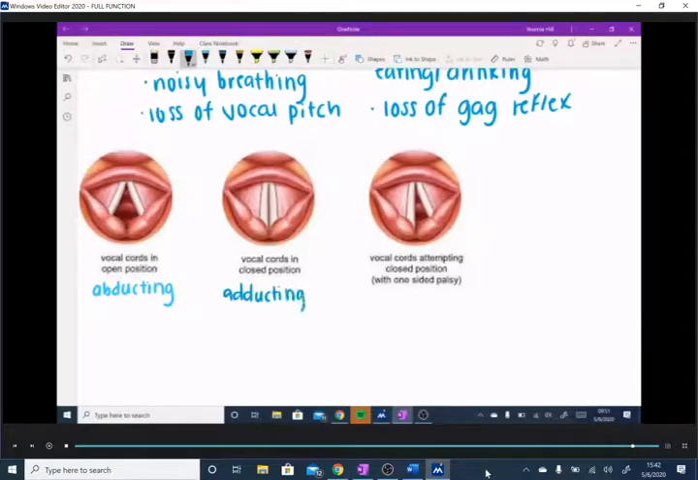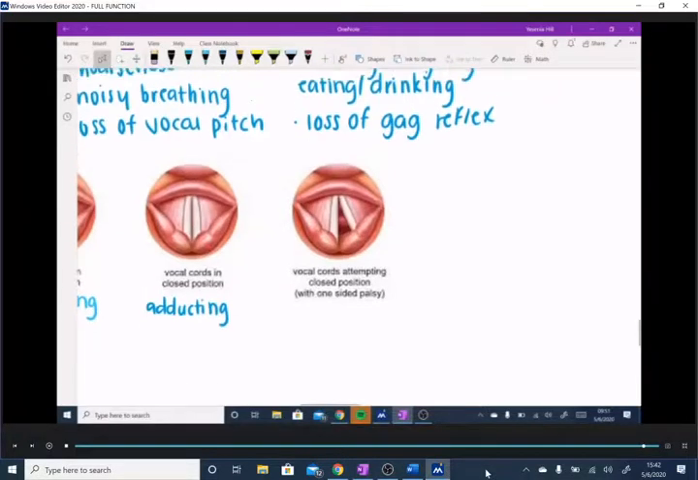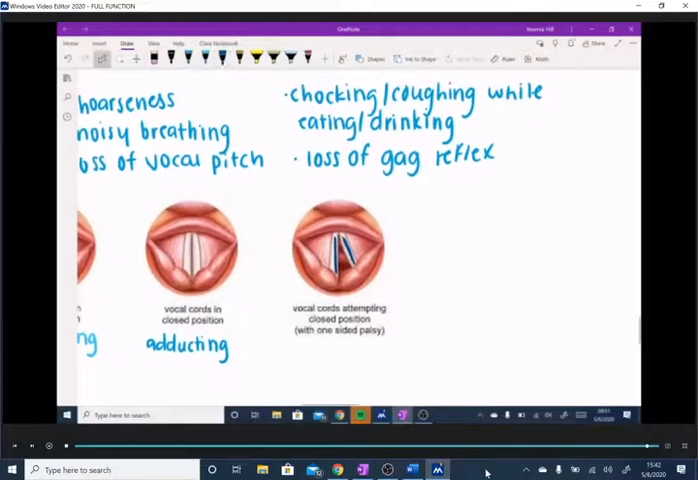And lastly, we have vocal cord palsy, which is one side paralysis. And that's when the vocal cord tries to shut, but it can't, and that's how that can lead to choking, ineffective breathing, things like that.